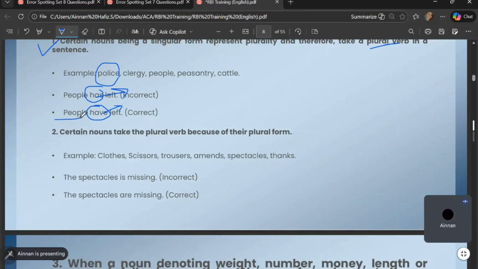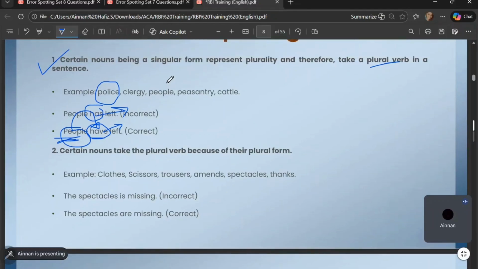Okay? So, when I say people, though it sounds plural or sometimes singular in different scenarios, when I use a plural form, the verb which comes along with it is also plural. That's why it's not people has left, it's people have left. Did you all understand the first point?